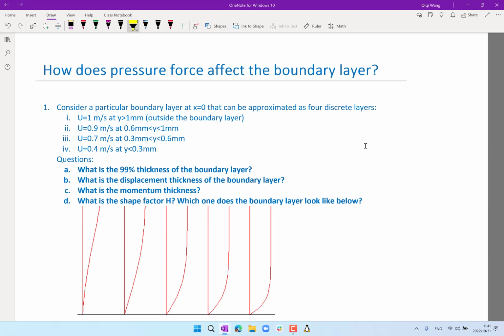What? Is it at the edge? Yes, and what is it? Yes? 1 millimeter, good job, right?